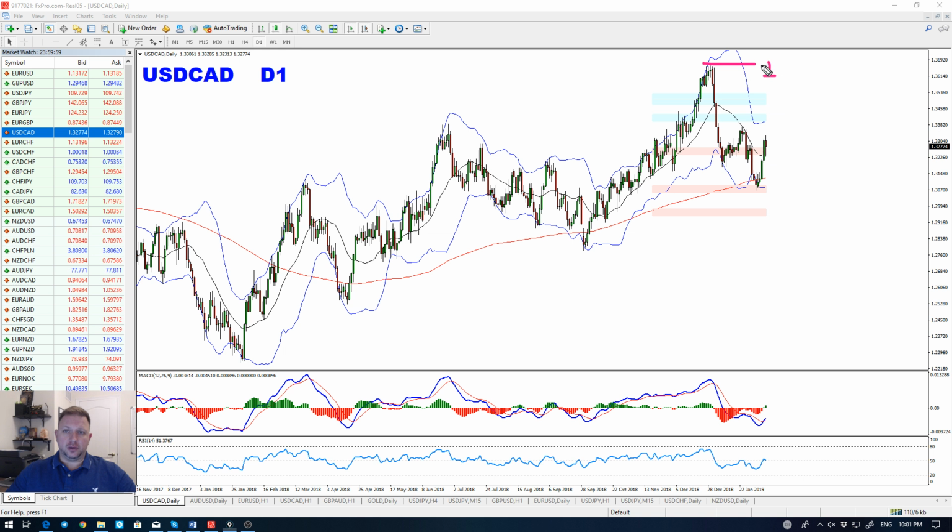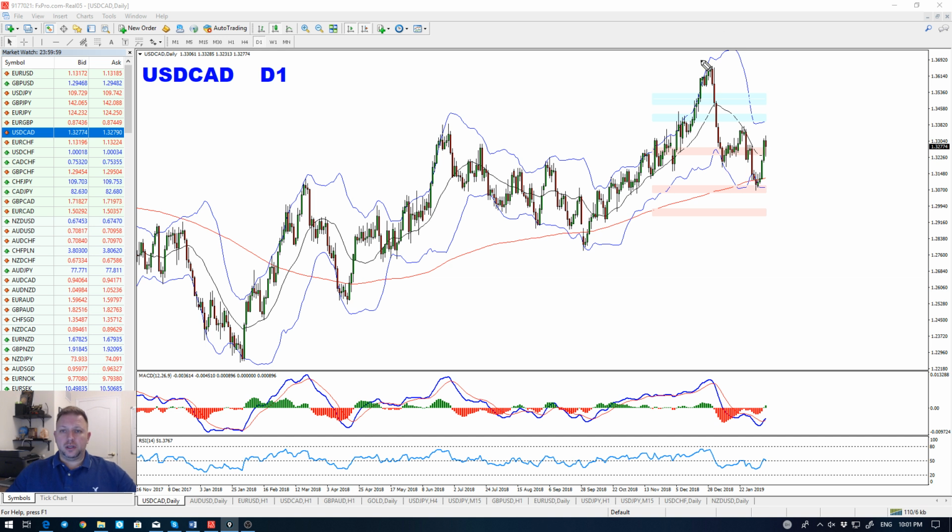Again, this is our invalidation. Okay, so we have 2 options from here. One, we are going to develop something like that, some kind of double structure and continuation. The second option is we get a false break here, we might get a false break here, dance inside kind of a range, and then make the second continuation downwards.